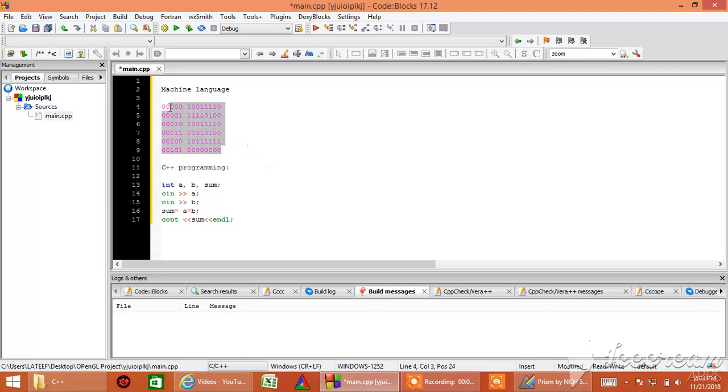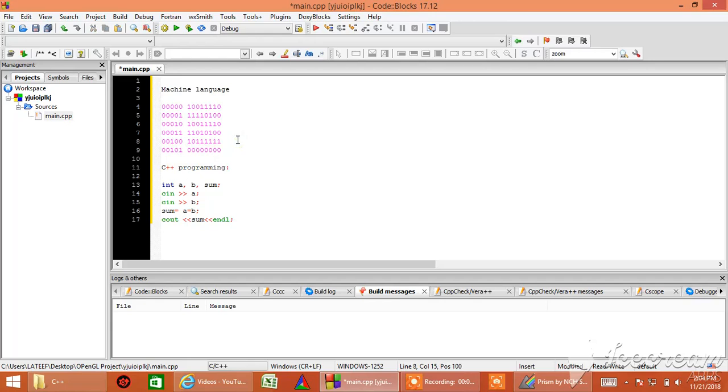So all this bunch of code is a program that allows a user to input two numbers, add the two numbers together and display the total. This is a program to add two numbers and display the total in machine language.